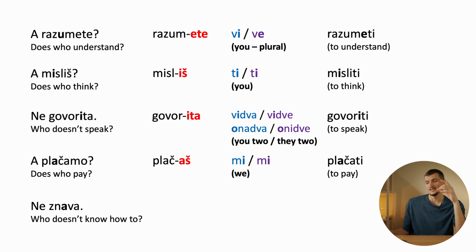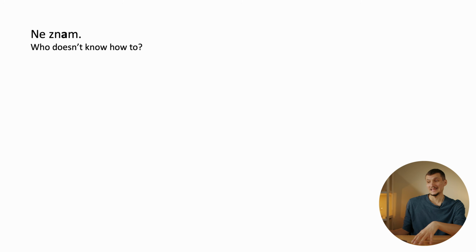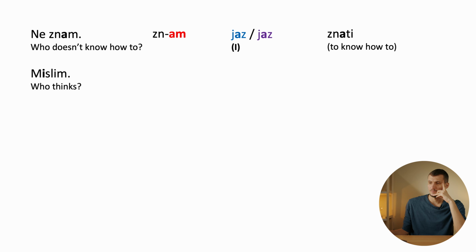Ne znava, znava, va is we two. If we include the vowel, it's ava. Midva, midve, znati, to know how to. Ne znam, who doesn't know how to? Znam, or if we add the vowel, it's ...am. So it's jaz, I, znati, to know how to.